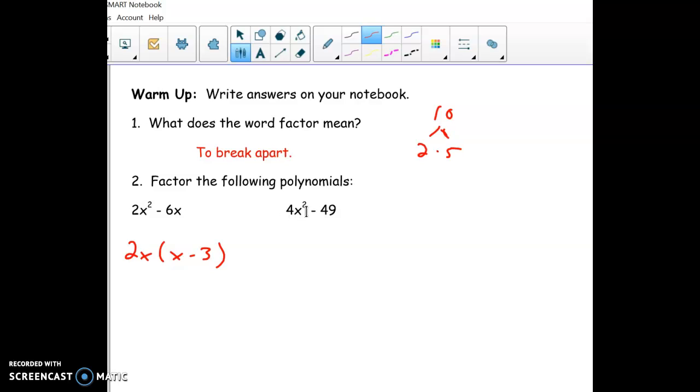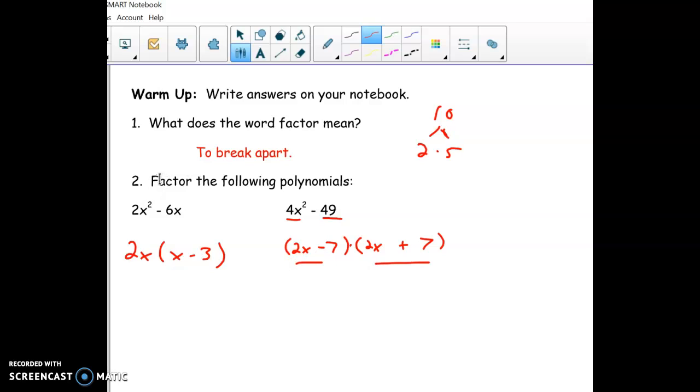The second one, there's no GCF, but this is the square minus square case. And so what we have to remember here is if we make it into two little binomials, to make a 4x squared, we need a 2x and a 2x. And then to make a 49, essentially it's a square root. So we need a minus 7 and a plus 7. That multiplies to negative 49. So that's a square minus square factoring where we break it apart into these two things.